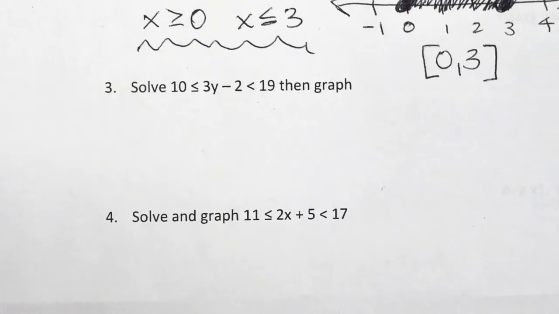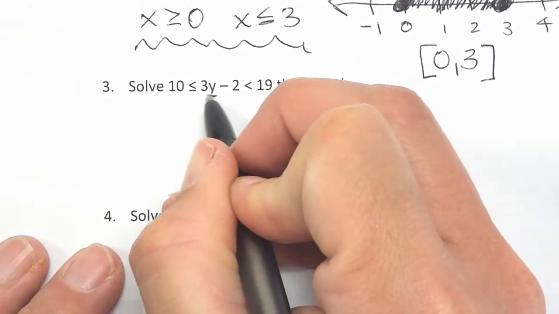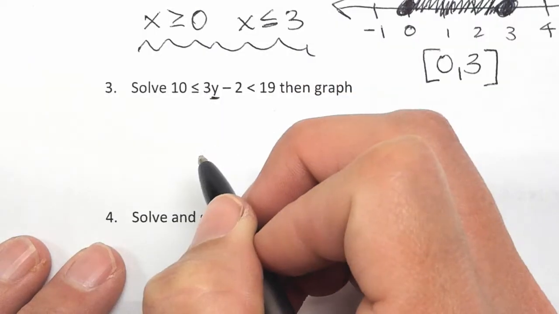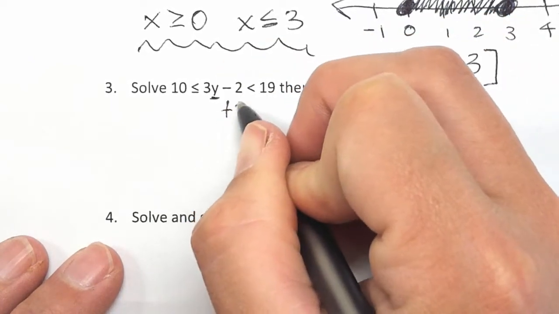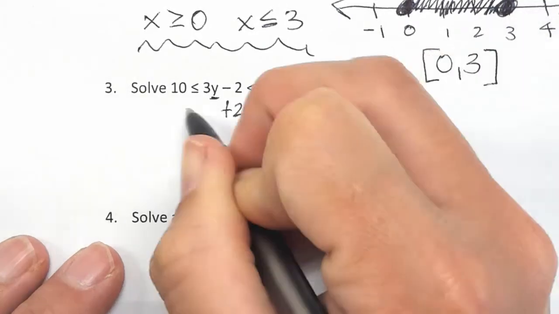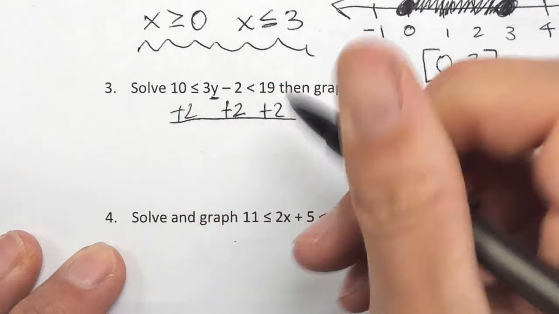Alright, there's our Y. We want to leave it in the middle and move everything else away. So what do we need to get rid of first? The 2, okay? So what are we going to do? Add it to what? All sides. Good. So on this side we would have what?